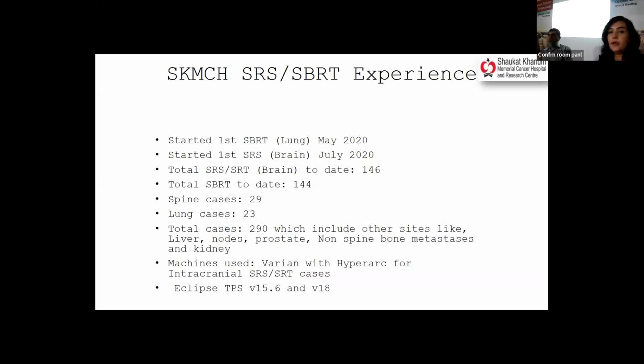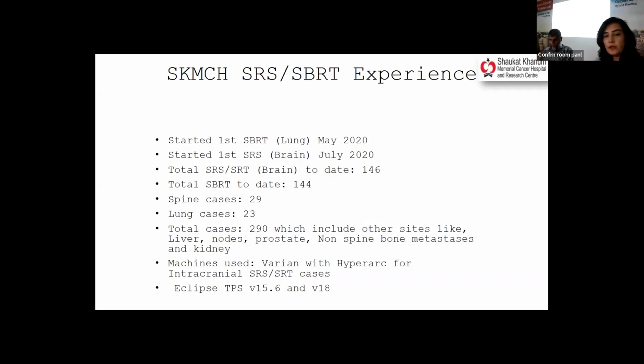SBRT has surprisingly caught up, and we are up to 144, of which 29 are spine cases and 23 are lung cases. In total, we have treated about 290 patients. Other sites that we have treated include liver, nodes, prostate, non-spine bony metastases, and kidney.